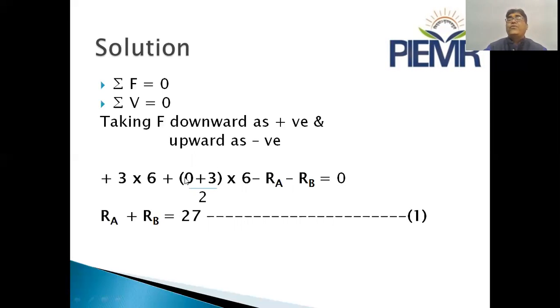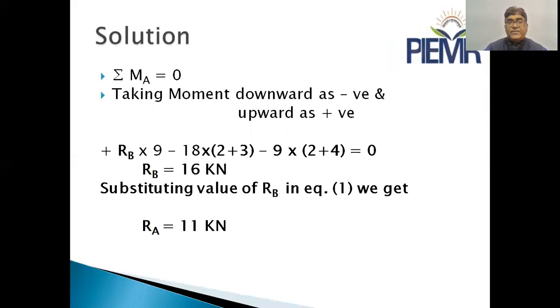And the average load of the triangle will be (0 plus 3) by 2 multiplied by 6, that is 1.5 into 6, which is 9, and 9 plus 18 comes out to be 27. Minus RA minus RB, because the reactions are acting upwards, therefore minus sign, the summation equals 0, and then we will come to the point that RA plus RB is equal to 27. This means that both the reactions are carrying the total load of 27 kilonewtons, which is coming from upward.